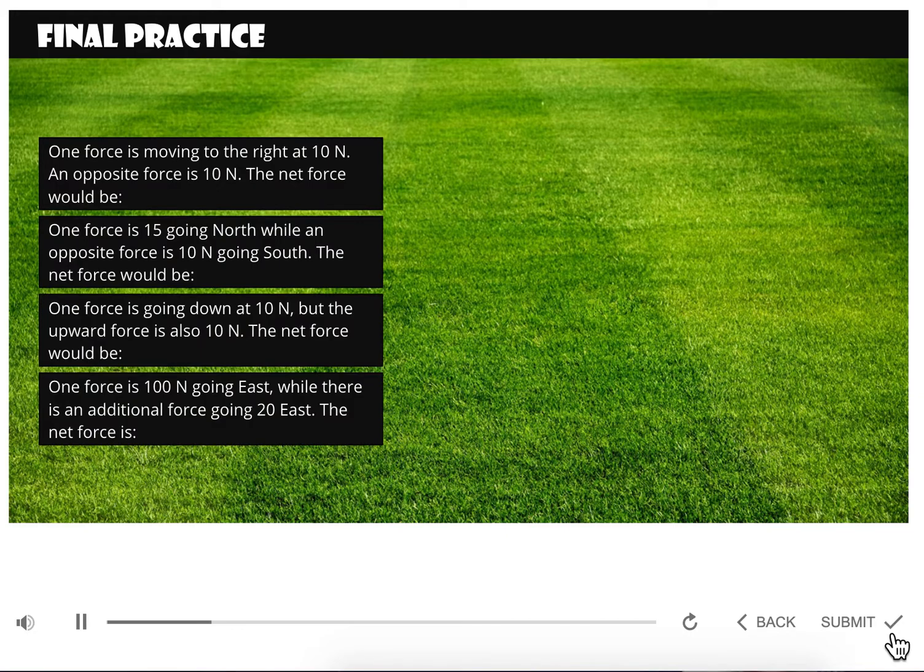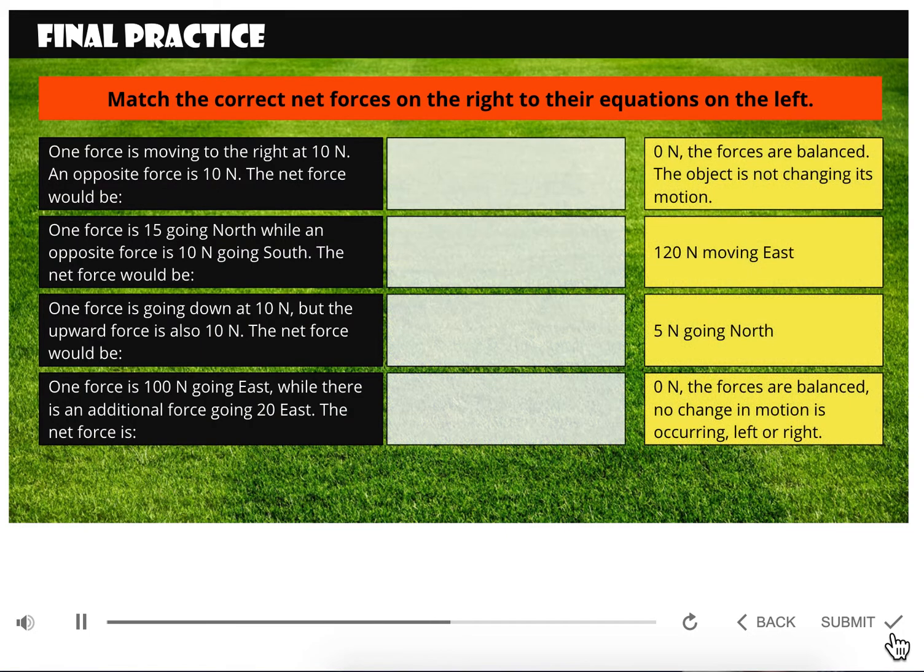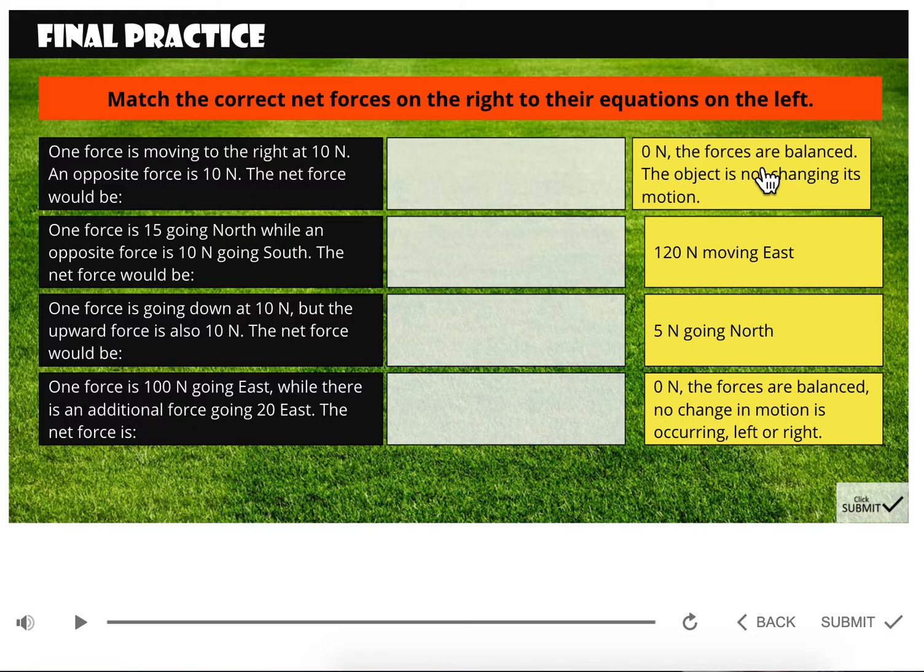Read the force equations and complete the calculations. Match the correct net forces on the right to their equations on the left. One force is moving to the right at 10 newtons. An opposite force is 10 newtons. The net force would be 10 minus 10, 0 newtons.